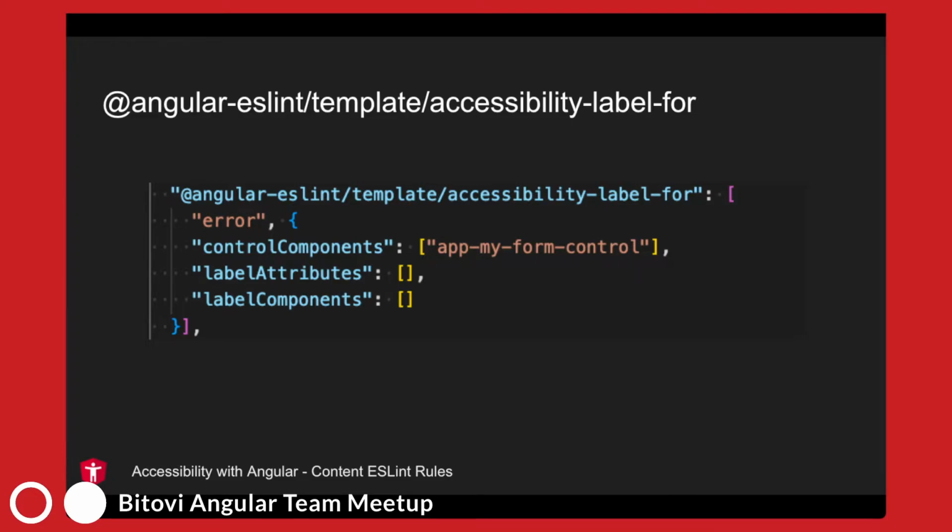You can also specify your own label attributes that can be used alongside of for or HTML4 in case you've got a directive that you use to associate form elements with labels. And the label components array can be used to put in any custom components that you make that should serve as labels and have this linting rule apply to them.